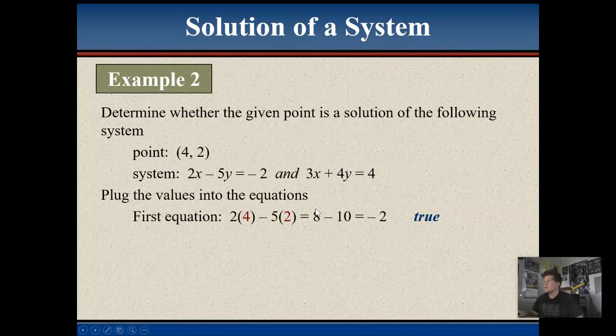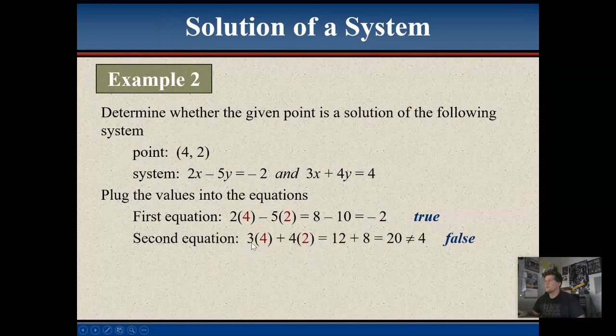2 times 4 is 8. 5 times 2 is 10. 8 minus 10 is -2. True. Okay, so far so good. Let's try it again. 3x and 4y. So that means I have 3 times 4 and 4 times 2. 3 times 4 is 12. 4 times 2 is 8. 12 plus 8 is 20. We needed it to equal 4.